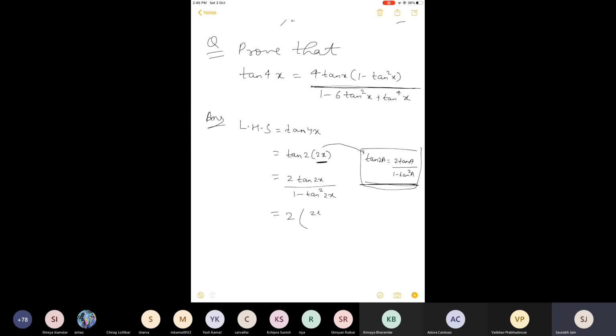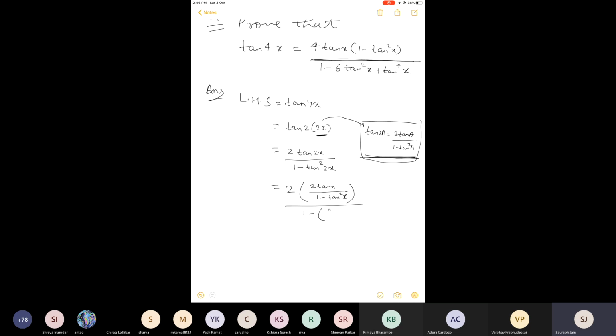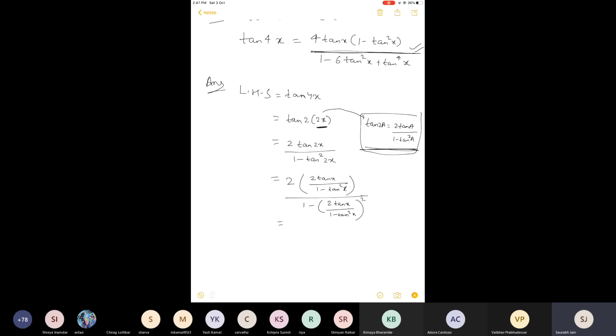So what can we write in place of tan 2x? We can write 2 tan x upon 1 minus tan square x. Write this same formula in the denominator and note that the square is there. So 2 tan x upon 1 minus tan square x, and the square is there, so let us square it. Now nothing is left. It is just the basic calculation, taking LCM, cancelling if anything is coming common, and you will get the answer. So let's write all those steps. So in the numerator 2 into 2 will become 4. You can see 4 tan x is here, right?